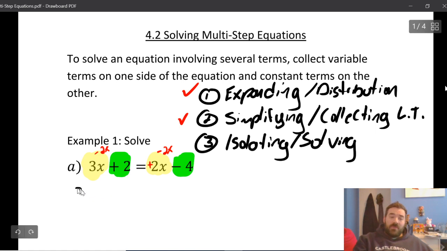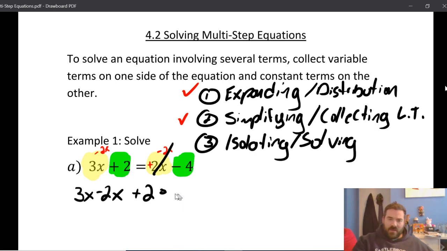Now, I'm left with 3x minus 2x plus 2 is equal to 2x minus 2x, which is just 0, so I'm not going to write the 0 in there. So the only thing left on that right side is a negative 4. All right, great. So I have my two like terms, 3x and minus 2x, on one side, but I'm not finished because I haven't collected all my like terms.